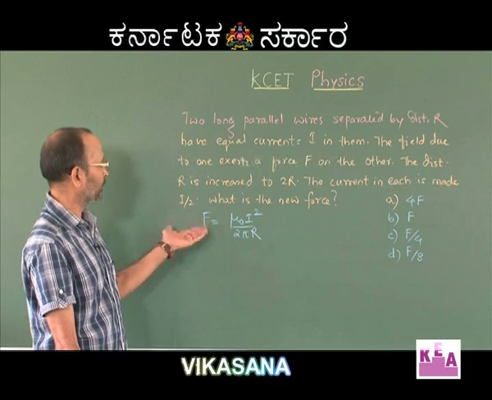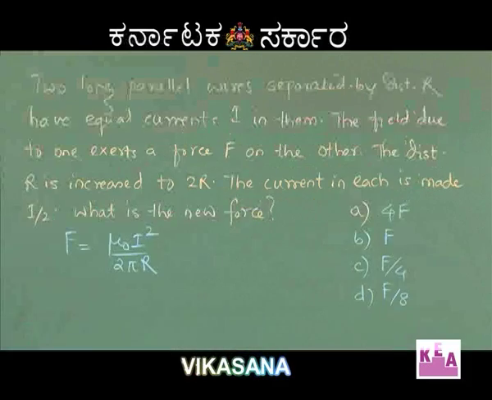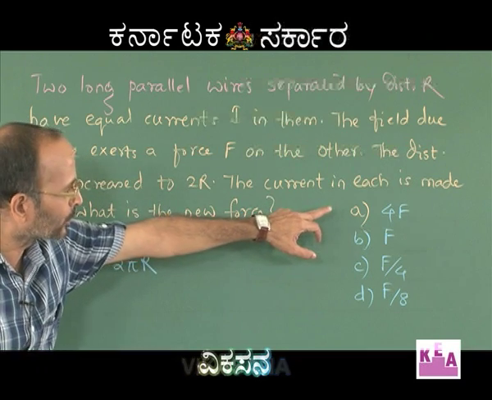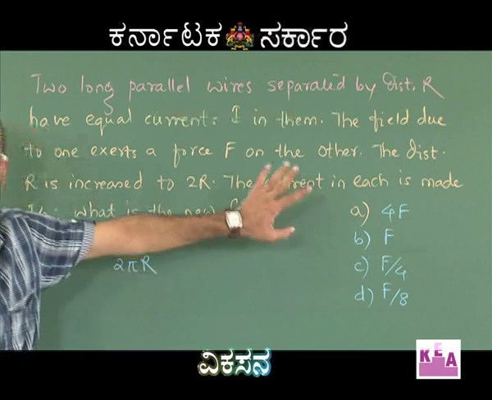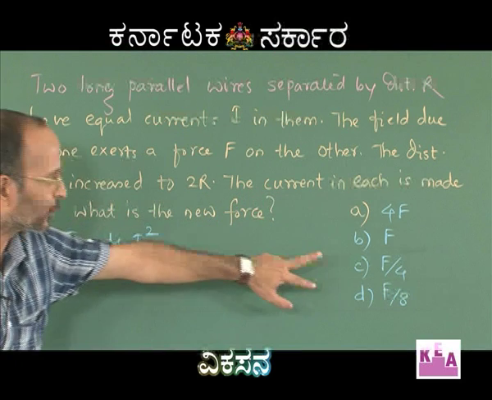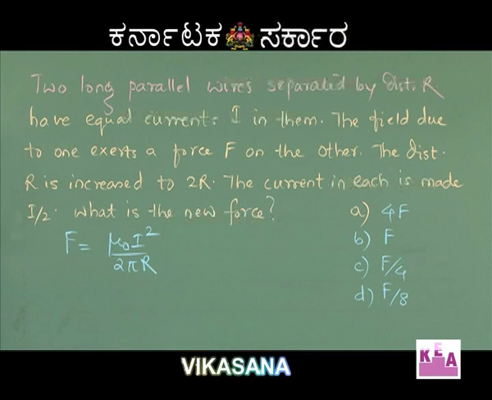So, naturally the force should be reduced, right. So, no question of saying that the force will become 4F or remains F. So, those two options are straight away ruled out. The only two options left will be C and D, and let us try to put the values and verify which of them is correct.